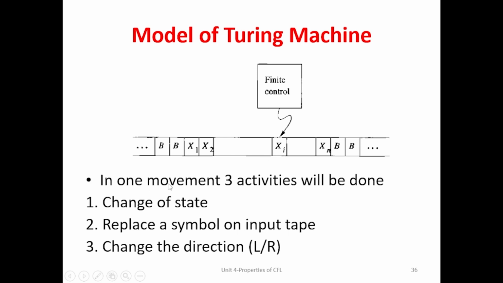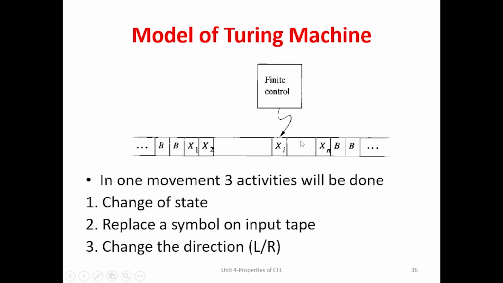In one movement, three activities are done. There may be a change of state with the current input symbol, and there is a possibility of replacing one symbol with another symbol on the tape. So this is the only new phenomenon in a Turing machine. If you consider finite automata and pushdown automata, the input tape is read-only. But a Turing machine has a readable and writable tape.